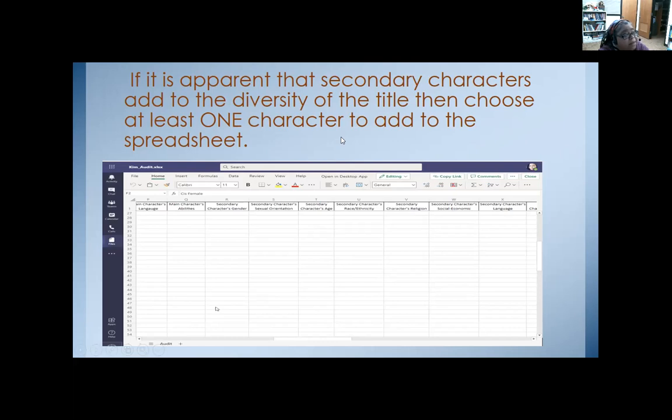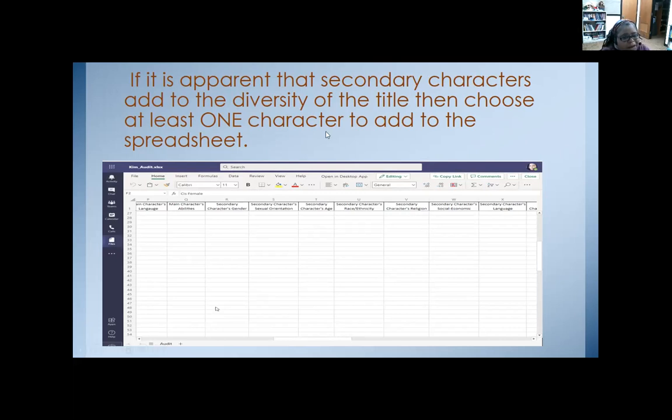If it's apparent that the secondary characters add to the diversity of the title, then you can choose one. You can do more if you want, but choose at least one character to add to the spreadsheet. If all the characters in the title are white, if everything is the same, you don't need to do a secondary character. But if it changes the story in any way, then do a secondary character.